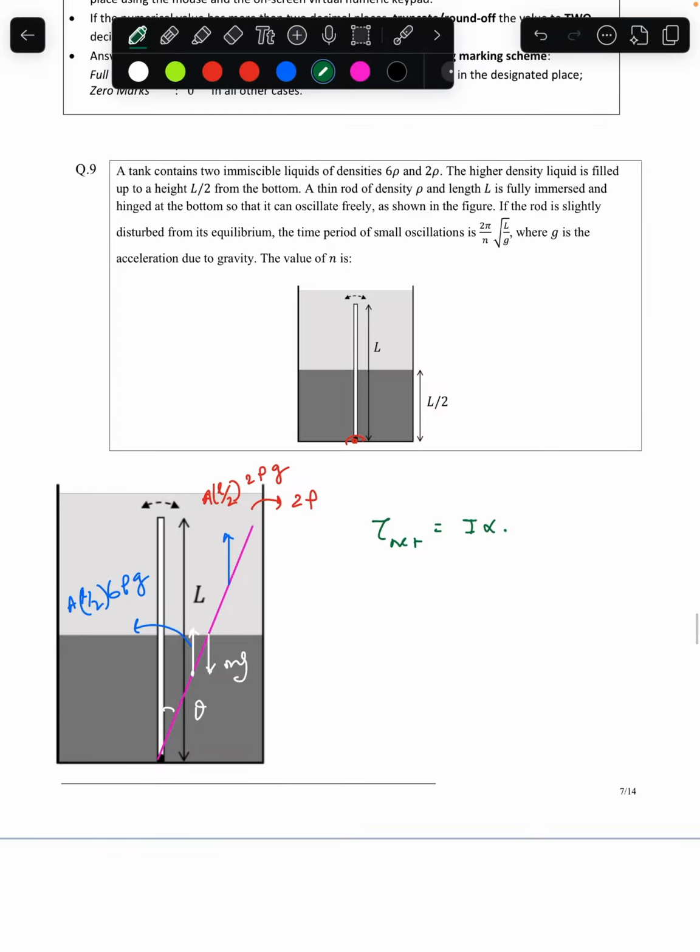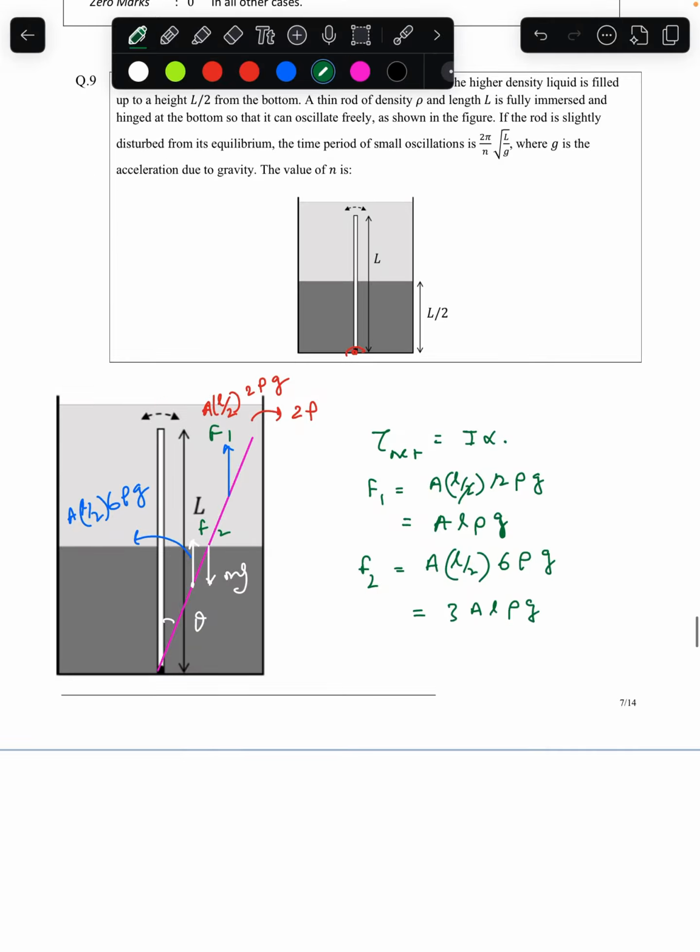So how much buoyant force are we getting here? If I call this force F1 and this force F2, then F1 we have written as A L by 2 into 2 rho into g. The 2 gets cancelled, so it becomes A L rho g, whereas F2 will become A into L by 2 into 6 rho into g, so that becomes 3 A L rho g. The weight of the rod will be A into length into density rho into g, right? So these are the values that we need.